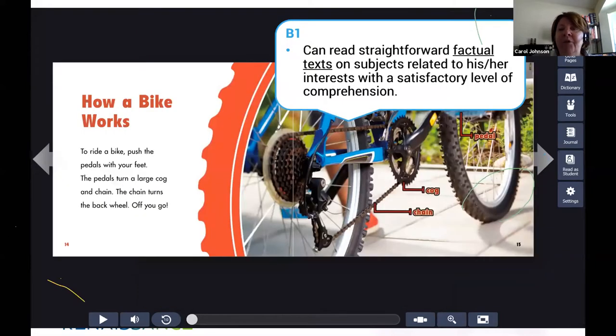Okay, now we're gonna move to the B's. And once we get here, you can see once again, there really is more language and there's lower frequency vocabulary. So a student at B1 can read straightforward factual texts on subjects related, you can see that, to his or her interests. And this one, if you start to look at the vocabulary on here, you see how it's truly building on what's previously been learned.